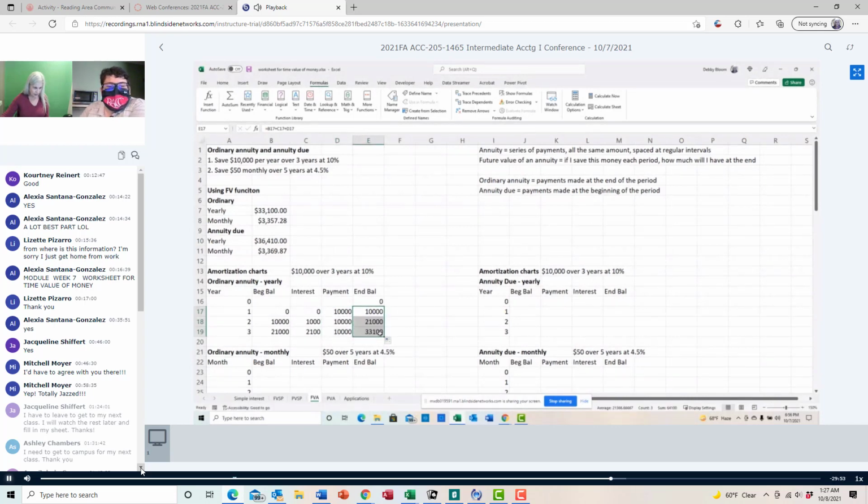And notice for the ordinary annuity, I have exactly the same answer. And now I know exactly how much interest that I'm earning each year, not in total. I know exactly how much interest that I'm earning each year.